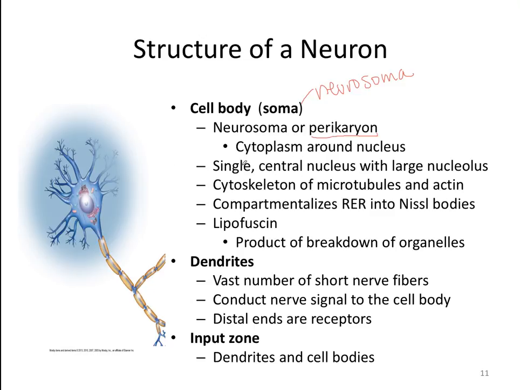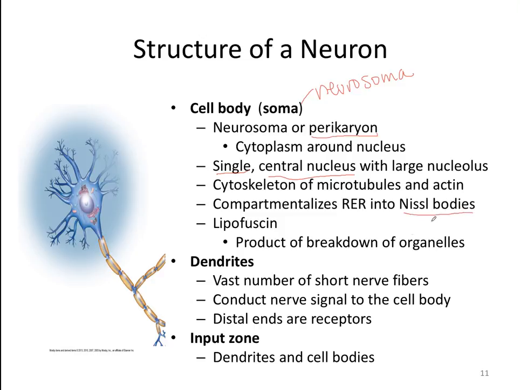This is the portion of the cell that is the cytoplasm and other organelles surrounding the nucleus. So there tends to be a single central nucleus with a very large nucleolus, a cytoskeleton of microtubules and actin, and unlike the sort of flappy folds of rough endoplasmic reticulum that you see in most cells, there are little globets, which is a scientific word I just made up, globets of rough endoplasmic reticulum that are extremely numerous, and these are known as Nissl bodies, and Nissl is the name of the person that discovered them.